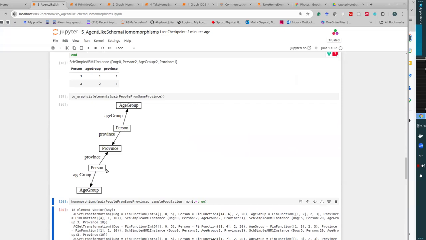Yes, exactly. Technically, I didn't tell you they have to be separate, but this basically says they need to be separate. They can't both map down to the same thing. Injecting. But technically, I probably don't want age group to be required to be separate. So I should have done, person should be monic.